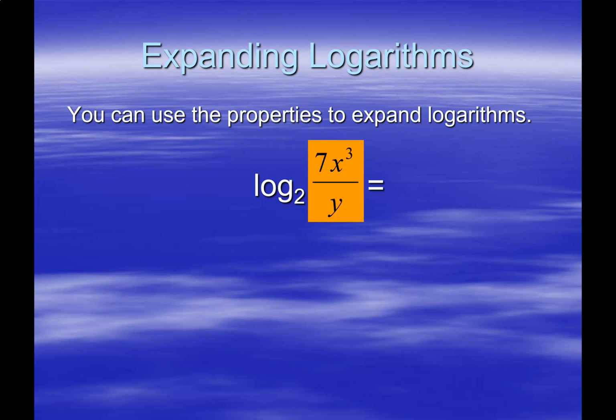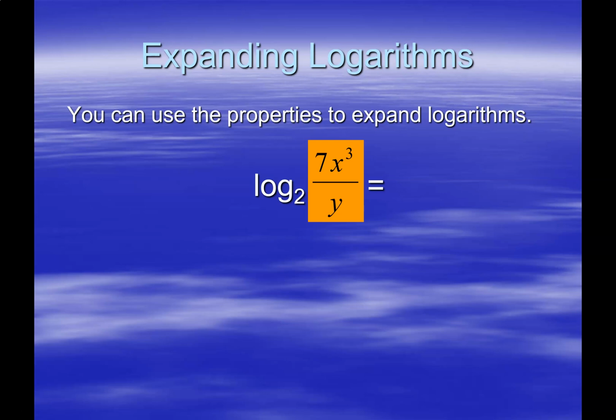And we have one more. Can't just let you go. All right. Log base 2 of 7 x cubed over y. We have a couple things going on. We have product, multiplication up here. We have power because of that exponent. And we have division. It's being divided by y. So I'm going to split it up into 2 parts. There's different ways you could tackle this.